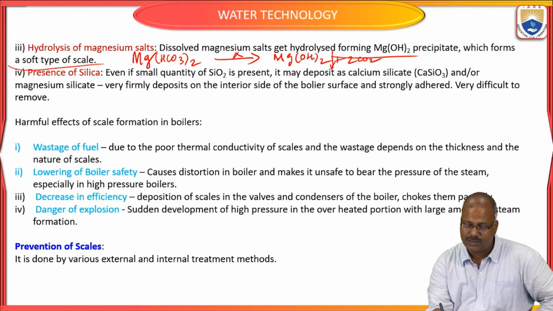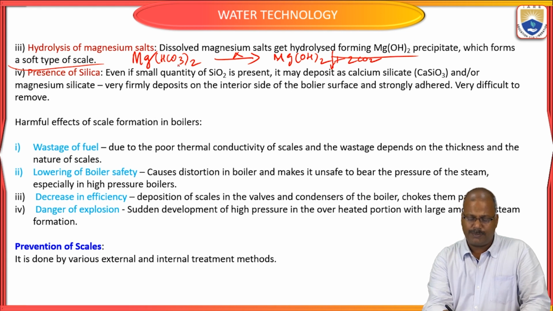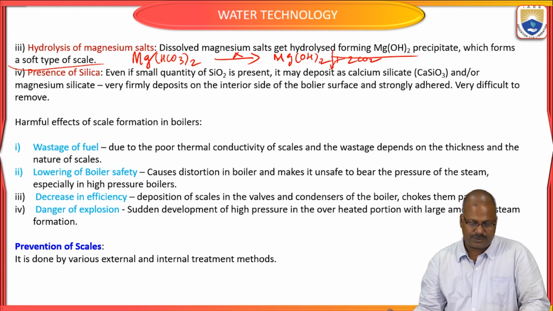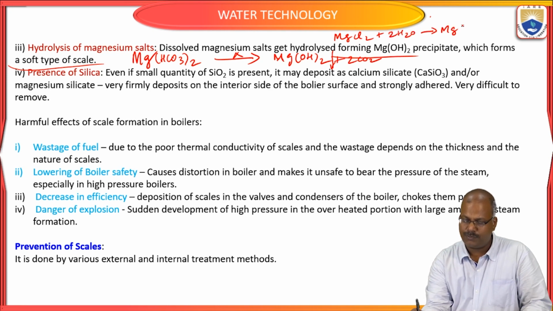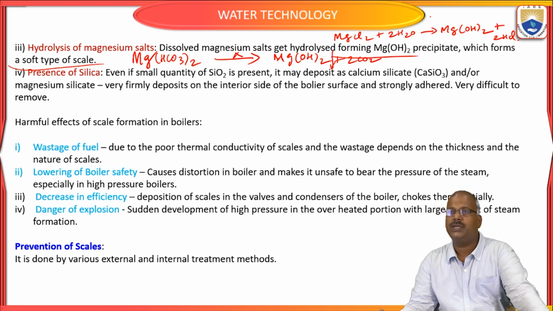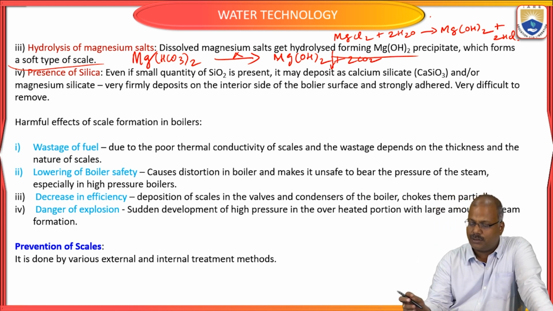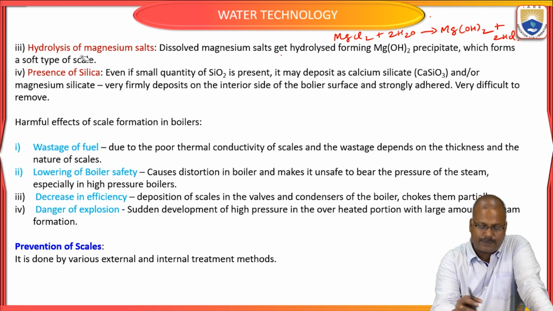Some salts on hydrolysis also give magnesium hydroxide. I have shown the reaction with magnesium bicarbonate, but there are other salts, for example magnesium chloride: MgCl2 plus 2H2O on hydrolysis gives Mg(OH)2 plus 2HCl. This is another reaction showing that magnesium hydroxide is formed by hydrolysis. It's a soft type of scale.